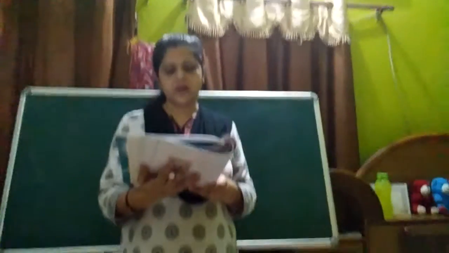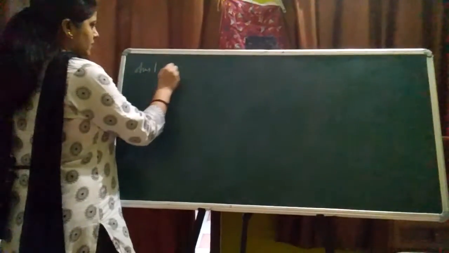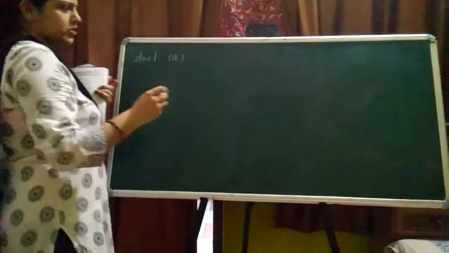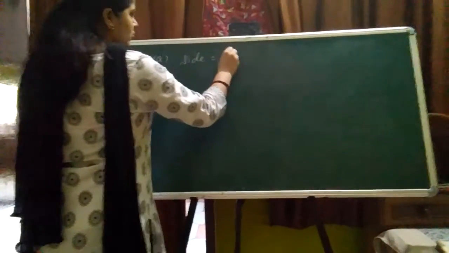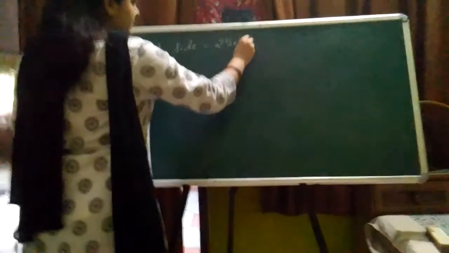Let's start the first problem. A square piece of cardboard has side 25 centimeter. What is the area of the cardboard in A, centimeter square, B, millimeter square and C, meter square? So let's solve the problem. Answer number 1, A. Now in the question, side is given, side is equal to 25 centimeter.